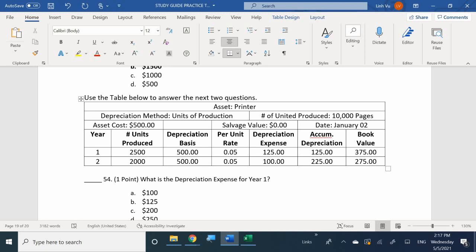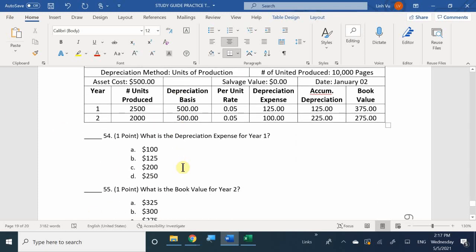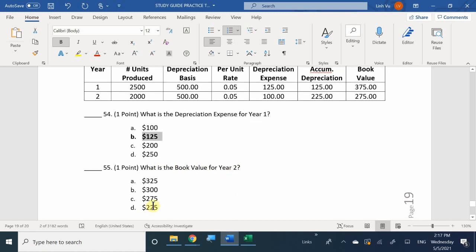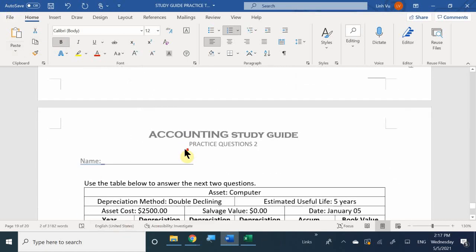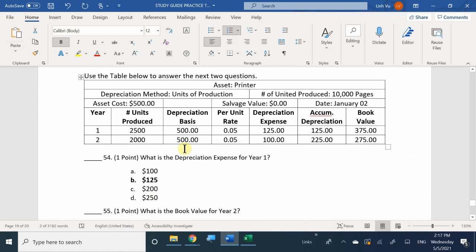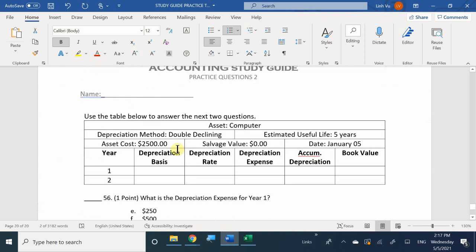So let's answer the question. What is the depreciation expense for year 1? B, 125. And then what is the book value for year 2? C, 275. Okay. Is everyone okay with this depreciation? Yes. Okay. Last but not least, we have one last depreciation problem here.